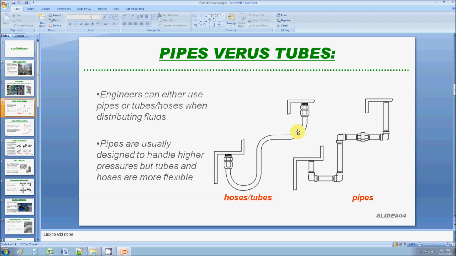And also this is not as flexible as far as disassembly. If you have a leak here, you can disassemble these two fittings and remove that, as opposed to this where you have to remove the whole thing. And if this is a fixed hose or tube, that can be kind of difficult. So figure out whether you want to use pipes or tubes on your design based on those pros and cons that I just talked about.